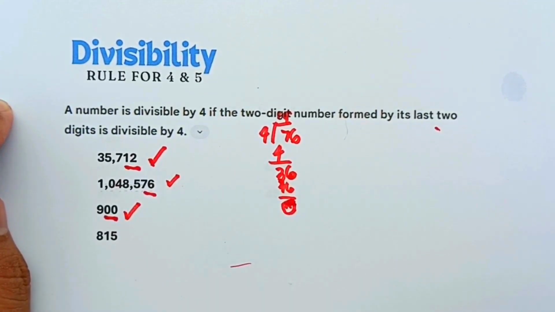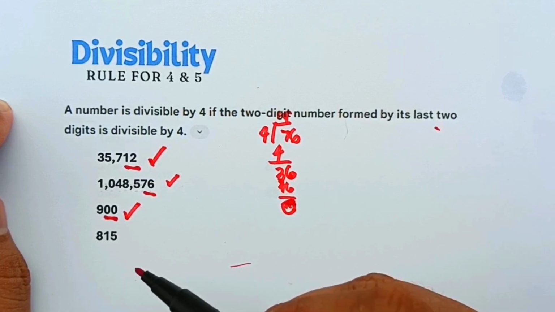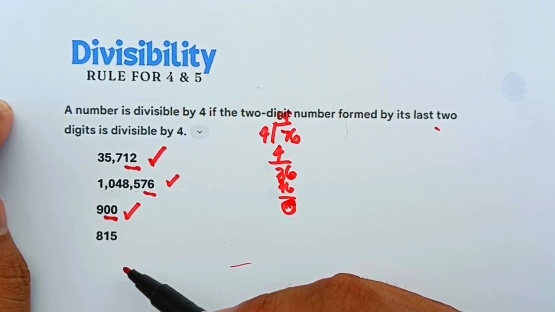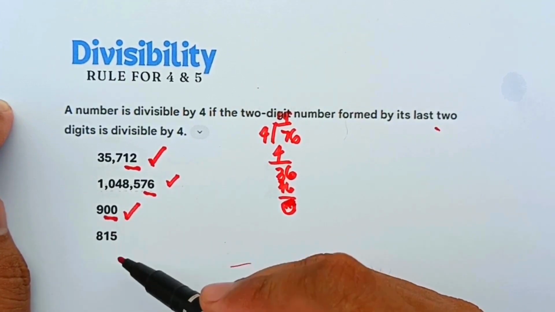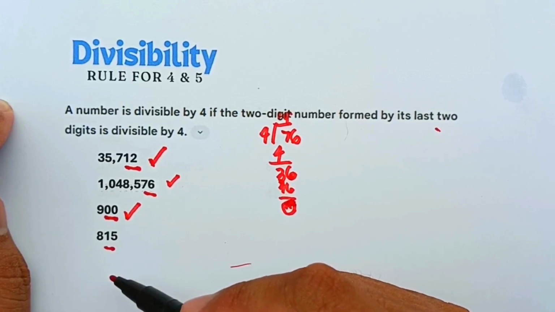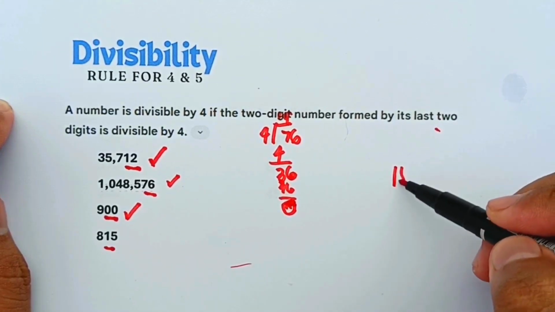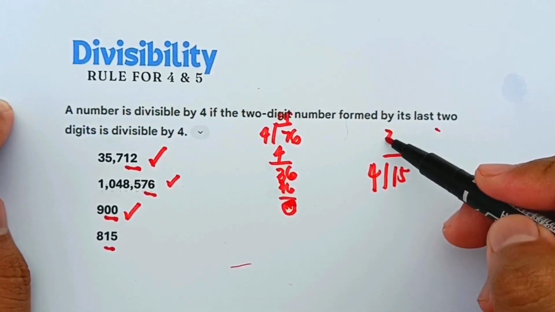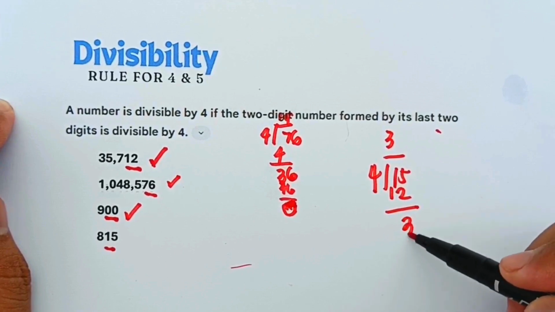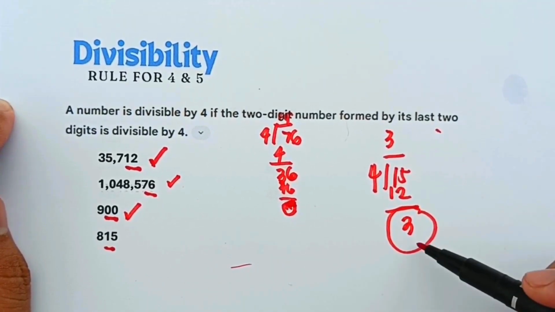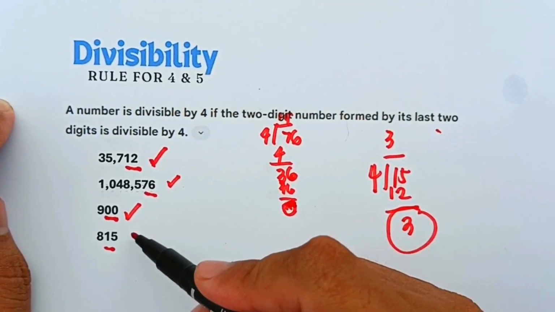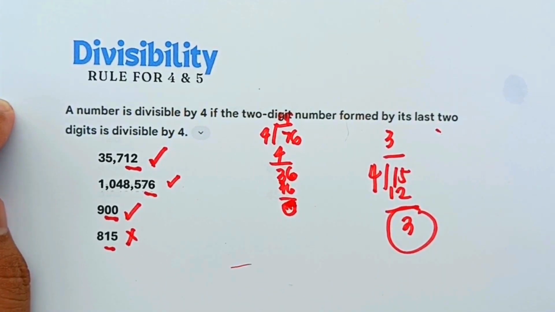Now, for the last number, we have 815. Will this still be divisible by 4? Let's find out. The last two digits form 15. Is 15 exactly divisible by 4? We know that 15 is not exactly divisible by 4 because when you divide 15 by 4, this is 3, 12 with a remainder of 3. Our remainder is 3 and not 0. So therefore, this is not exactly divisible by 4.